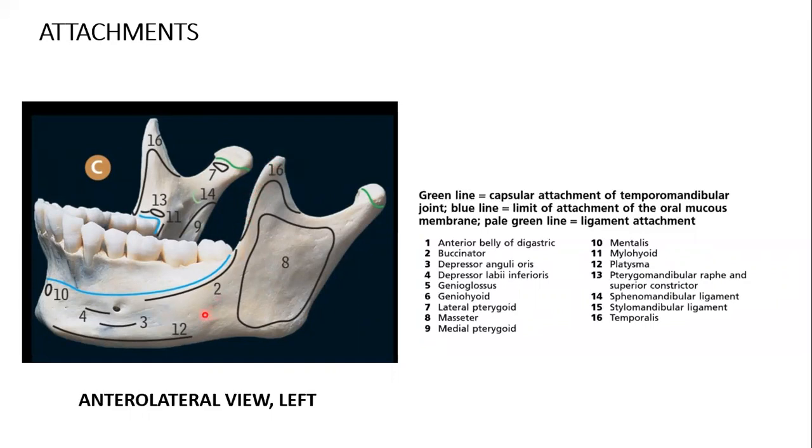This again is the buccinator. This again is the platysma. This number 4 is the depressor anguli oris. This number 10 is the mentalis. I've already told you, this number 13 is the pterygomandibular raphe. And this number 7 is the lateral pterygoid in the pterygoid fovea.